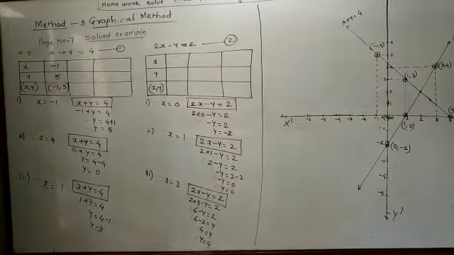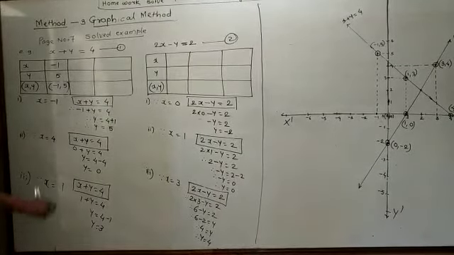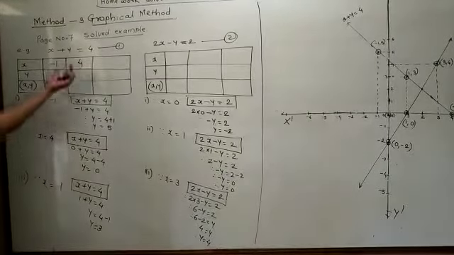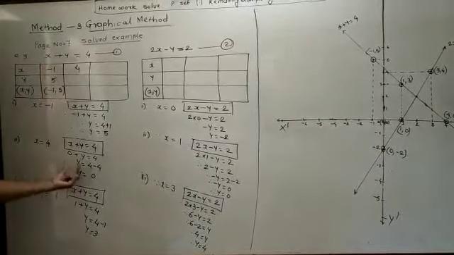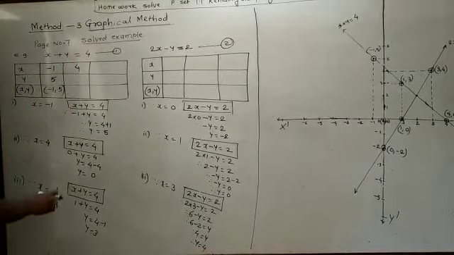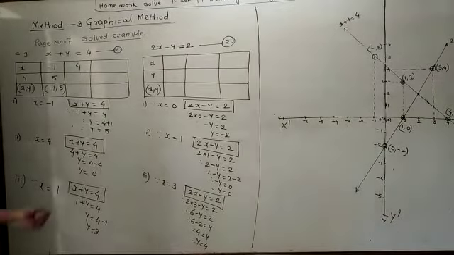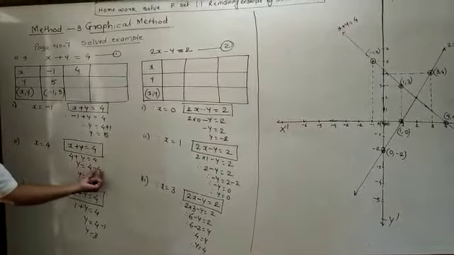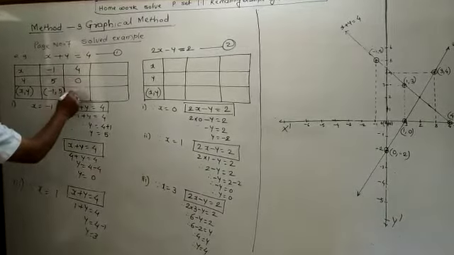In the same manner, you have to find a minimum of 3 points like this. Means you consider 3 values of x and find the 3 values of y. I will consider the next value of x as 4. Putting x as 4 in the equation x plus y is equal to 4, we get 4 plus y is equal to 4. Transposing the 4, 4 minus 4 is 0, so y is equal to 0, and this coordinate is (4, 0).